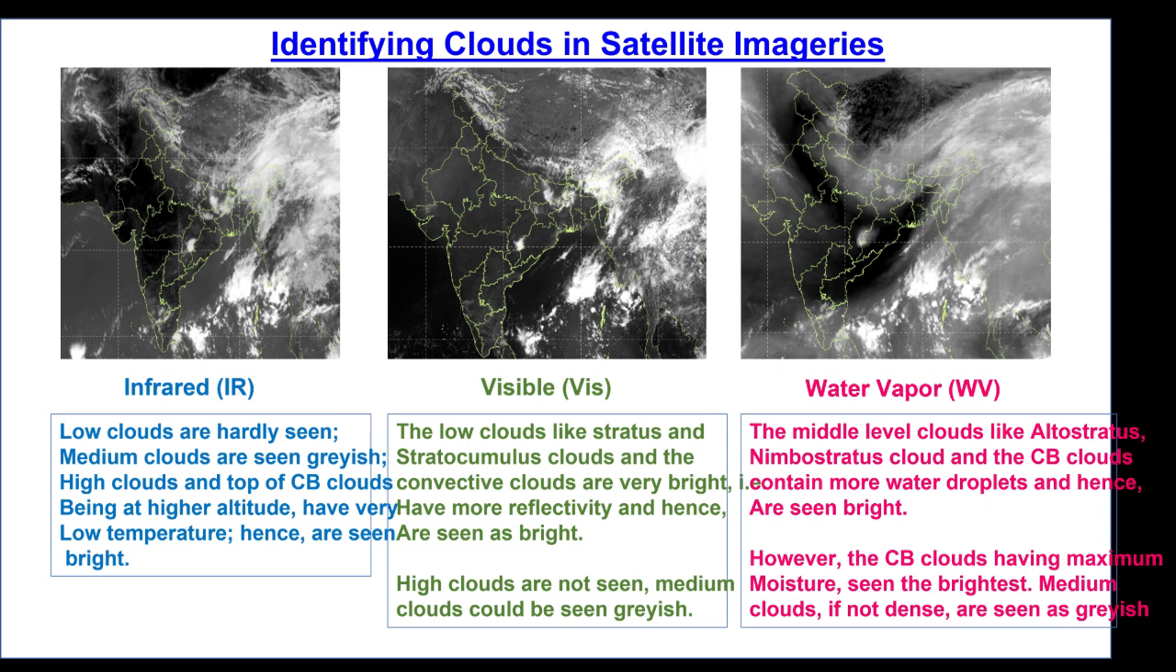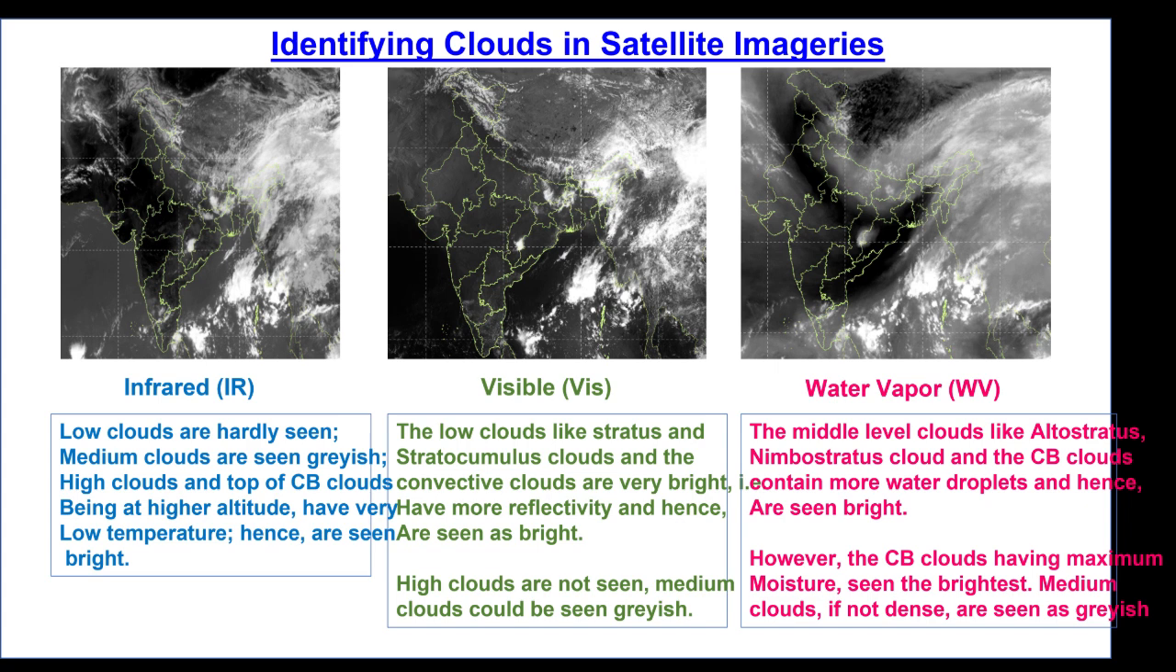Whereas the medium clouds are moderately reflective. Clouds such as altostratus and nimbostratus reflect a bit more sunlight. The albedo is greater than the high clouds, so they will be seen, again grayish. Then the tops of the CB clouds have high reflectivity, so the CB clouds will be seen as bright spots in the visible spectrum also.